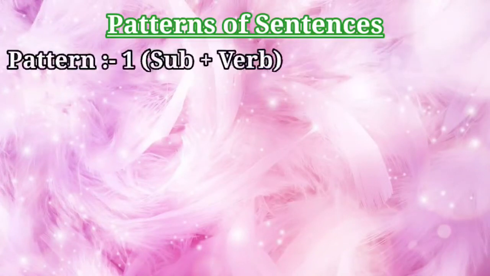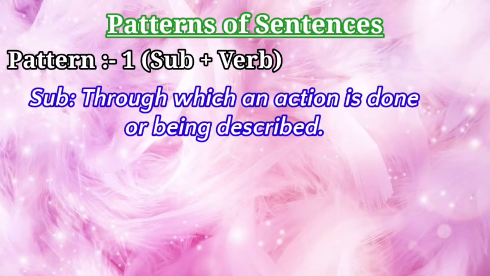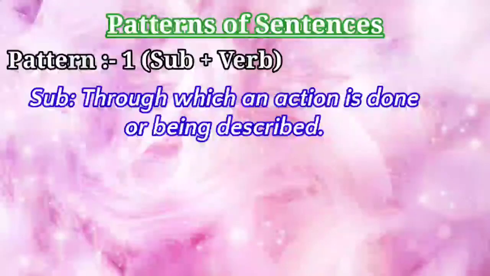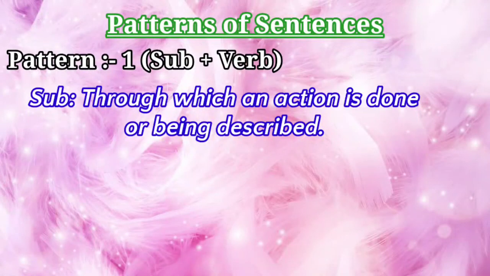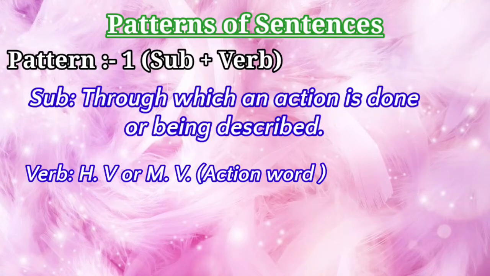So first one, the very general pattern of a sentence is subject plus verb. As you know, subject is something through which an action is done or being described, and it can be a noun or a pronoun. Then about verb. A verb may be a helping verb or a main verb, which means an action word.